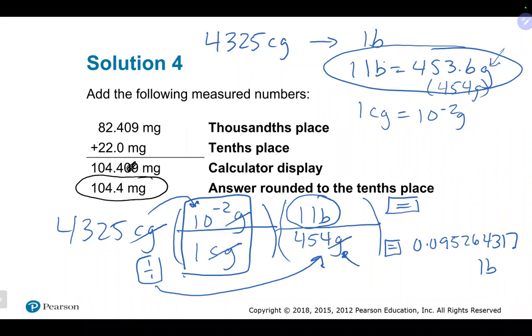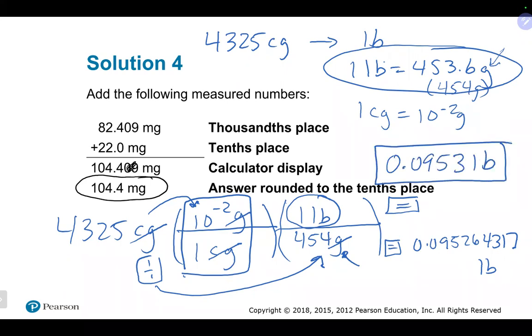And now we look at the first number, which has how many significant figures in this case? It has 4. So technically speaking, our answer should have how many significant figures? It actually should have 3, based off of that metric to English conversion that has only 3 in this case. And that would take us to 0.0953 pounds as our right answer.